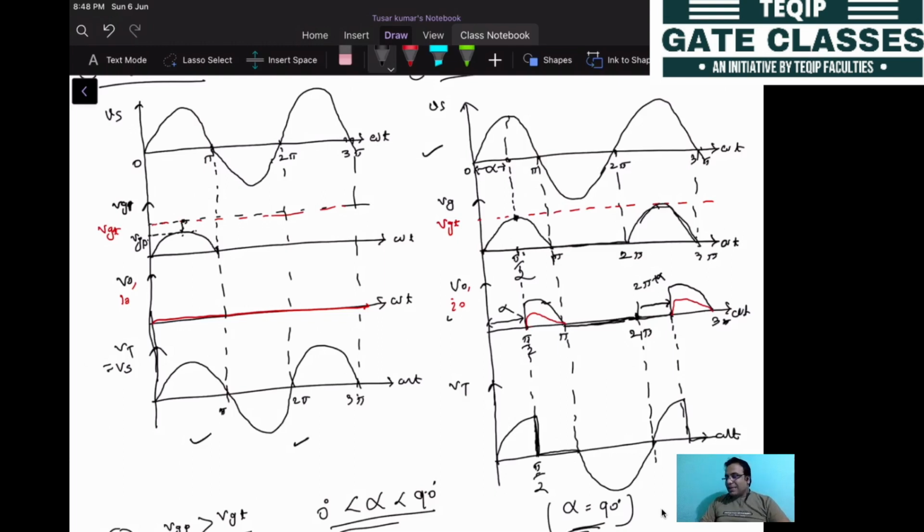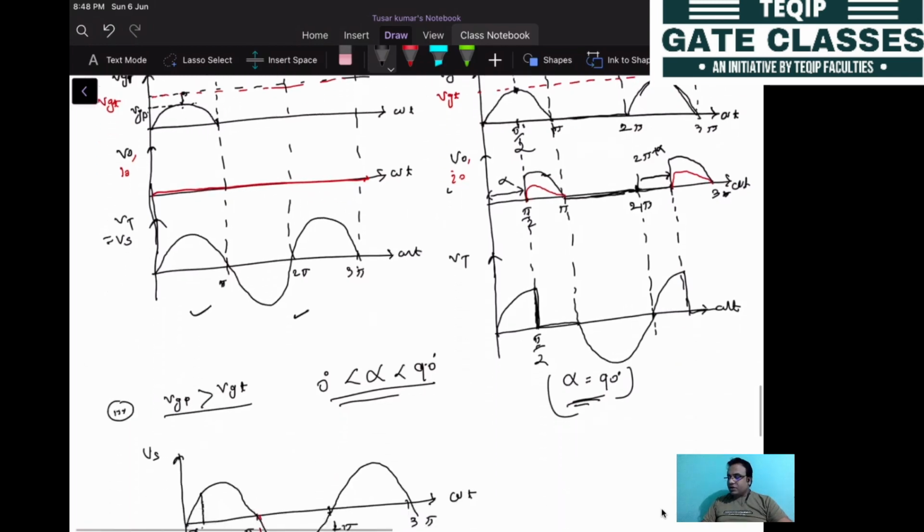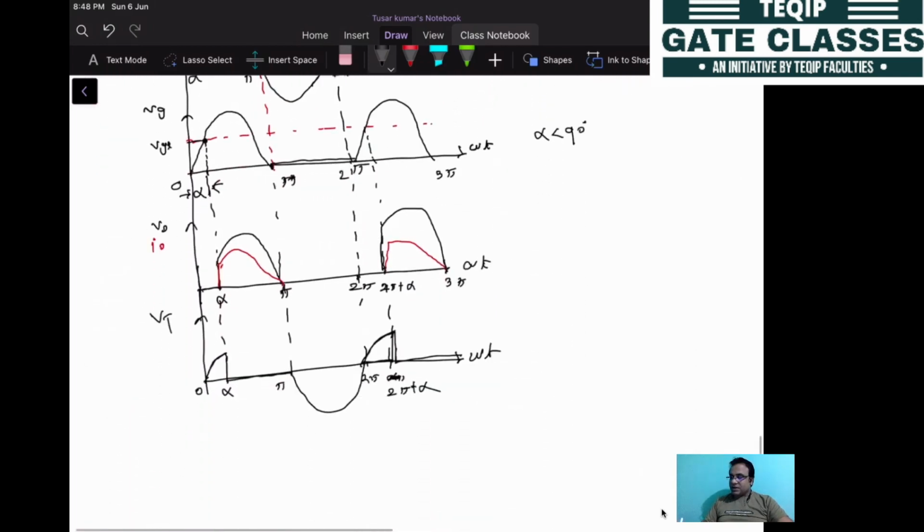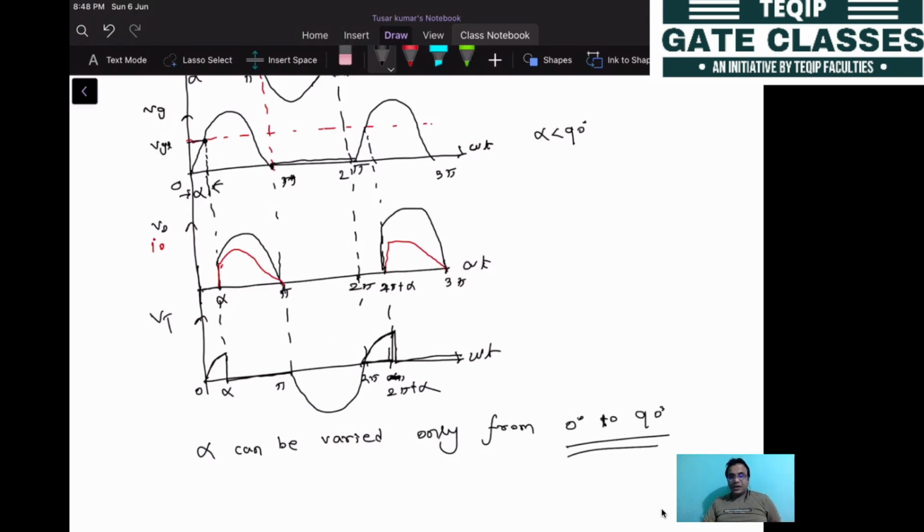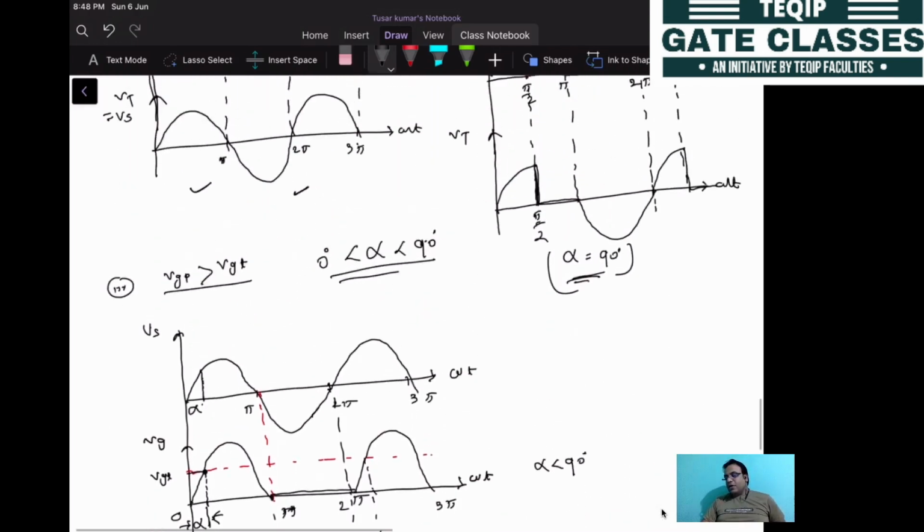If you go on increasing, then alpha is decreasing, but alpha will never be increasing. So the demerit or drawback of this particular method is that alpha can be varied only from 0 degree to 90 degree. Within this range only you can vary the firing angle. That's why this method is not suitable. That is the first thing.